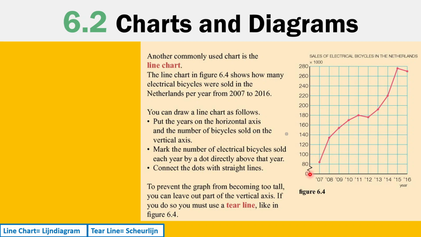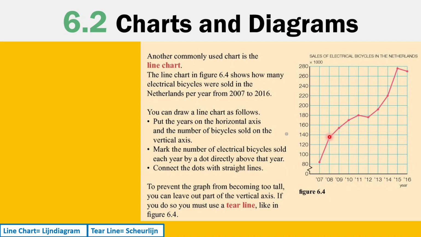As you can see, there's this weird little symbol here. This is called a tear line, or in Dutch, een scheurlijn. If we start at 80, and there was no 60 or 40 or 20, to prevent this diagram from becoming too tall, or this graph, you say, well, the first few numbers on the vertical axis I'm going to skip, put in a tear line here. Okay? Because otherwise this diagram would be this large. And let's say we wouldn't start at 80, but we would start at 180. Then we have quite a big part of the chart that we would like to skip. You can do that using a tear line.